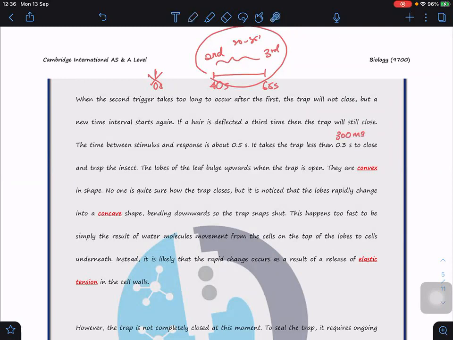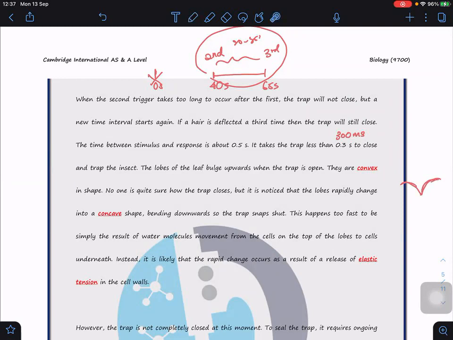So the lobes of the leaf bulge upwards when the trap is open, so it's convex. So this is how the first original. Okay, so convex. You can look at the convex leaf, right? When it opens, they are convex in shape.